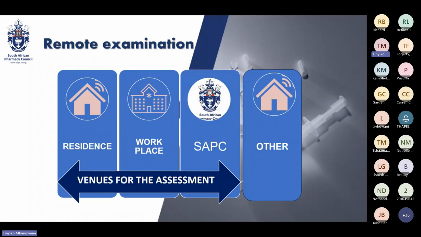These are the 4 options that you have when you are choosing a venue. You can either choose to write your exams at home, in a place of residence, or at your workplace, or another option is for you to come to the office of the council, South African Pharmacy Council, or any other venue that may not have been listed above. Then you can choose that if it's not any of these that I've listed here. But the venue needs to be a venue that will give you privacy and you'll not be disrupted by noise and other things, where you'll have enough space to write.